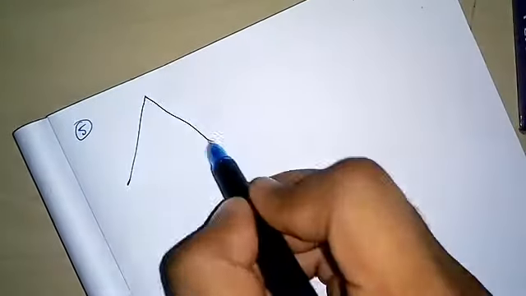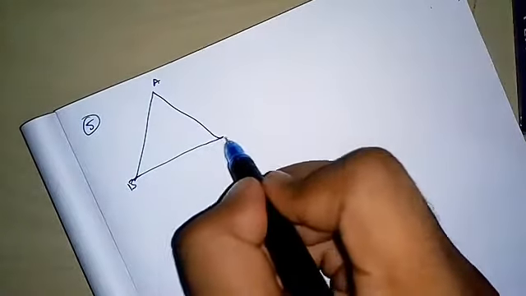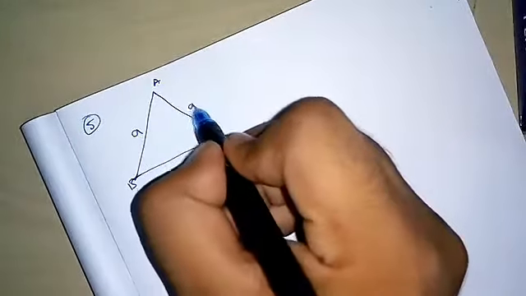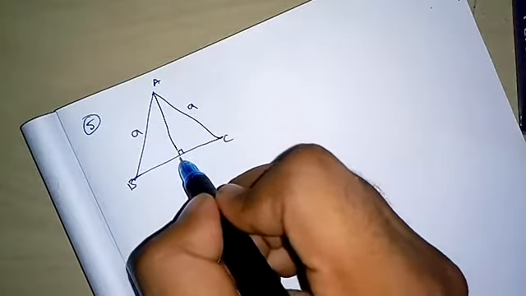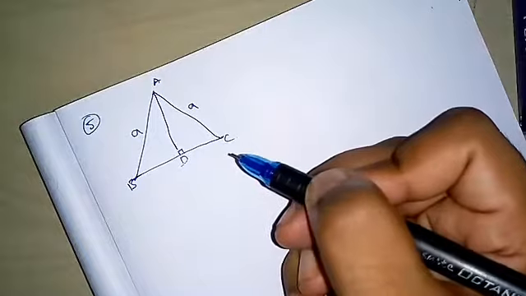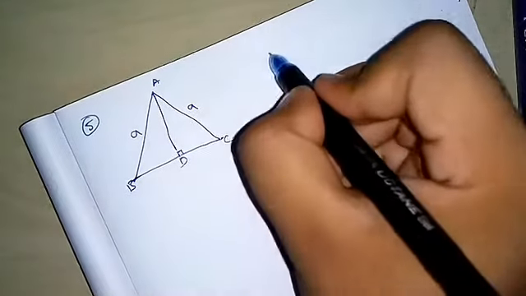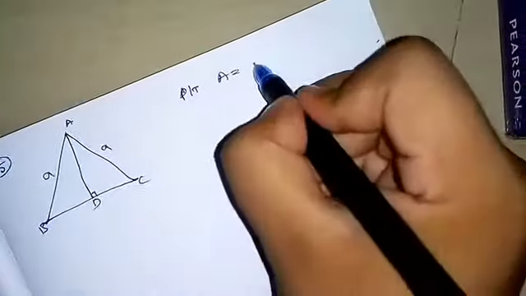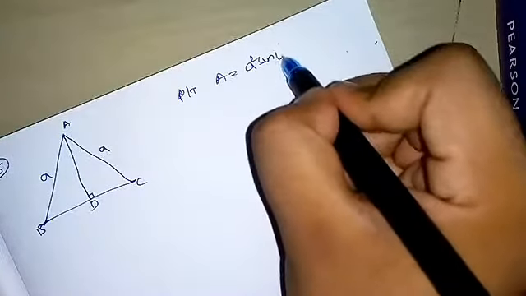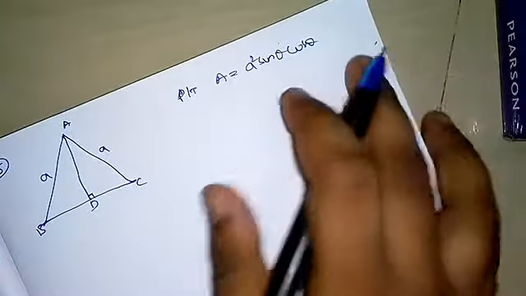Now let's solve the fifth question. Show that the area of an isosceles triangle is A square sin theta cos theta. Let this be isosceles triangle ABC. Let these sides be A and A. Draw a perpendicular from A to BC. Let this be D. We have to prove that area is equal to A square sin theta cos theta.